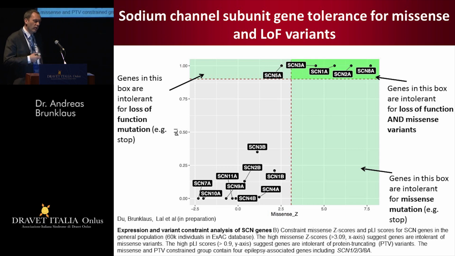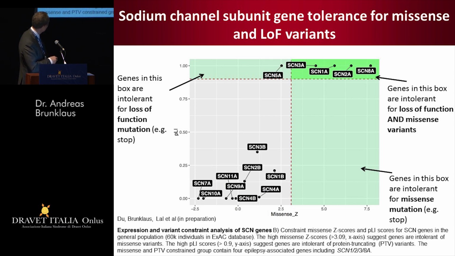And this is just a representation of the sodium channel subunit gene tolerance for missense and loss of function variants. It's a figure to show you how well tolerated a specific variant actually is in the general population. These are data from over 60,000 individuals from the ExAC database. And what you have here on the x-axis is the Z-scores to suggest that genes are intolerant for any missense variants. This is down here, so if you're intolerant for missense variants, you verge towards here, and on the pLI scores, if you're intolerant for any truncating variants, you end up here.